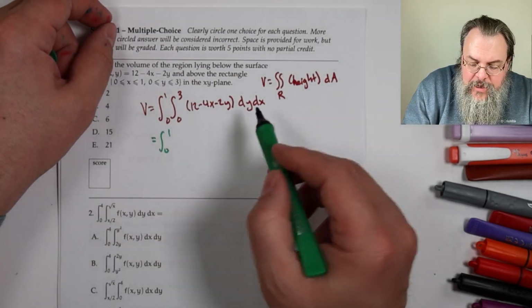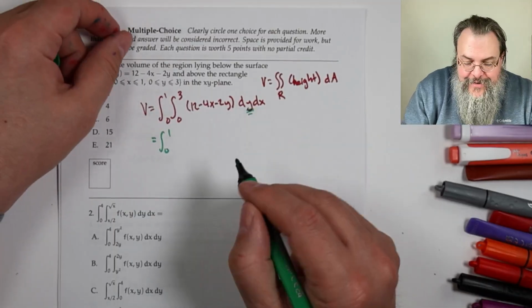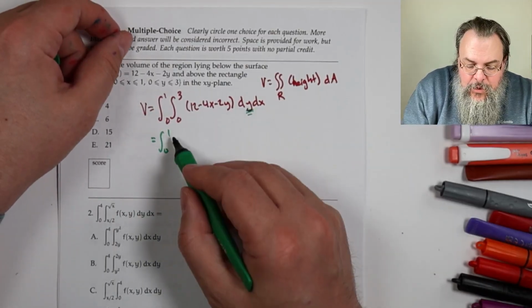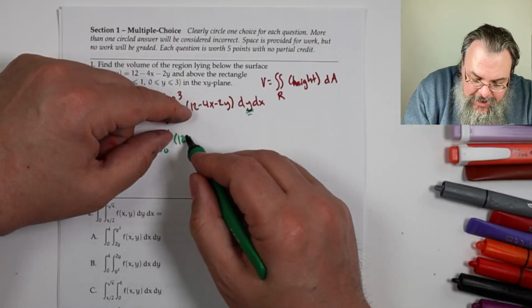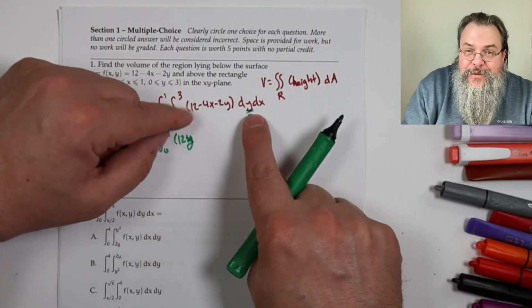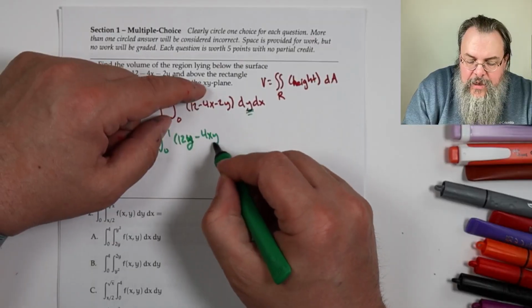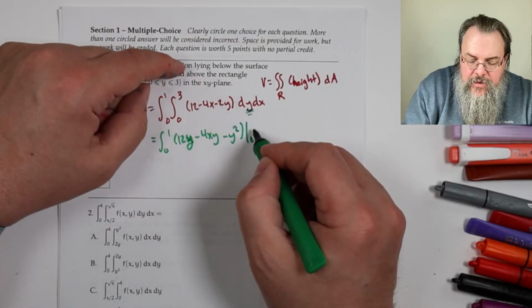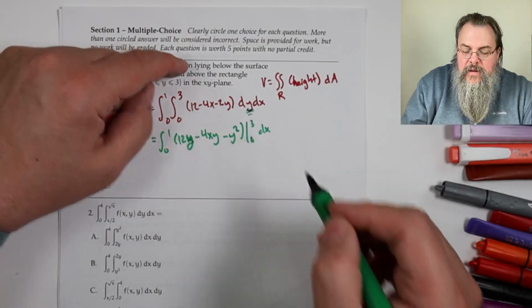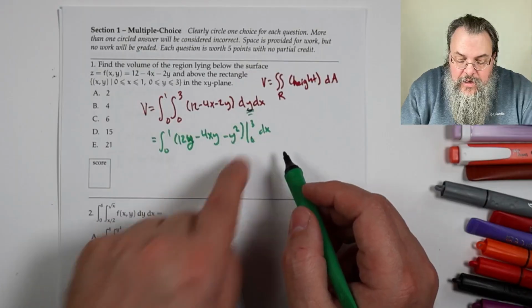All right, so we're integrating with respect to y. That means we're treating our x's like a constant. So what do we have? Well, we have 12x. Sorry, 12y. I can't believe I messed that up, right? Integrating with respect to y: 12y minus 4xy minus y squared. Okay, evaluate 0 to 3 dx. Now, plug in 0, 0, 0, 0. Great news. Plug in 3.